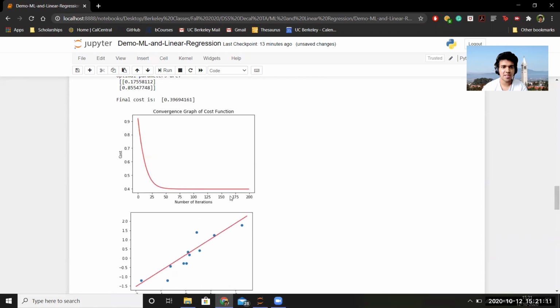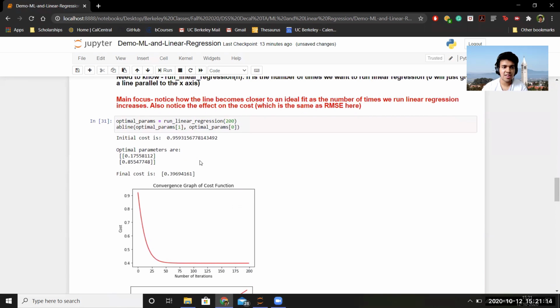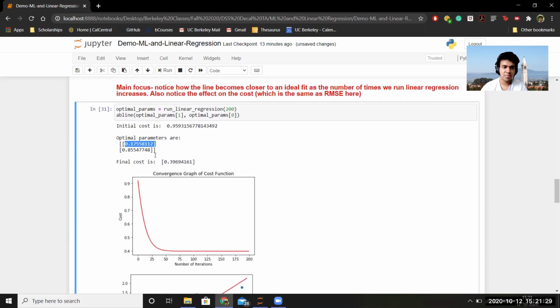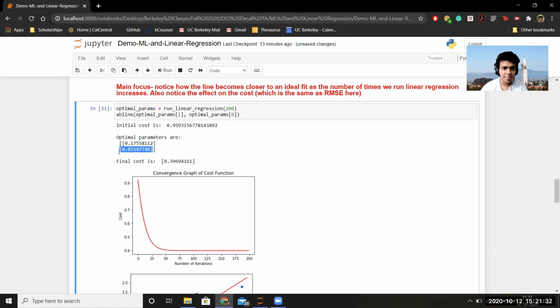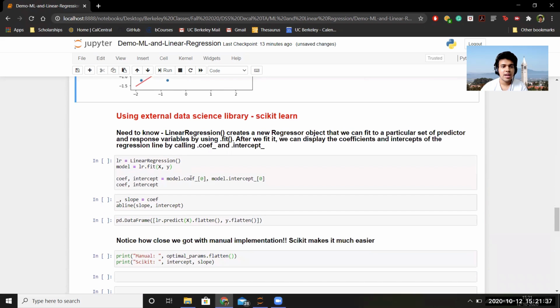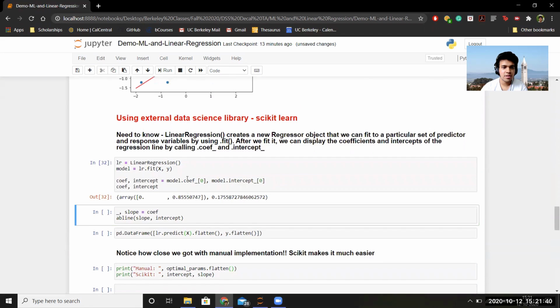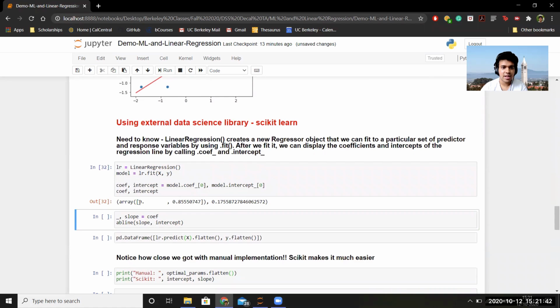Another thing to notice about the manual implementation of linear regression is that we have two optimal parameters, and these optimal parameters correspond to the slope and the intercept. I believe the second term over here is the slope and the first term is the intercept. So it corresponds to y equals mx plus c. This would be m, and this would be c. Fantastic. And we should get a similar thing over here. Here we get an array that is 0, which we can ignore. And then we can see that this is the slope and this would be the intercept.